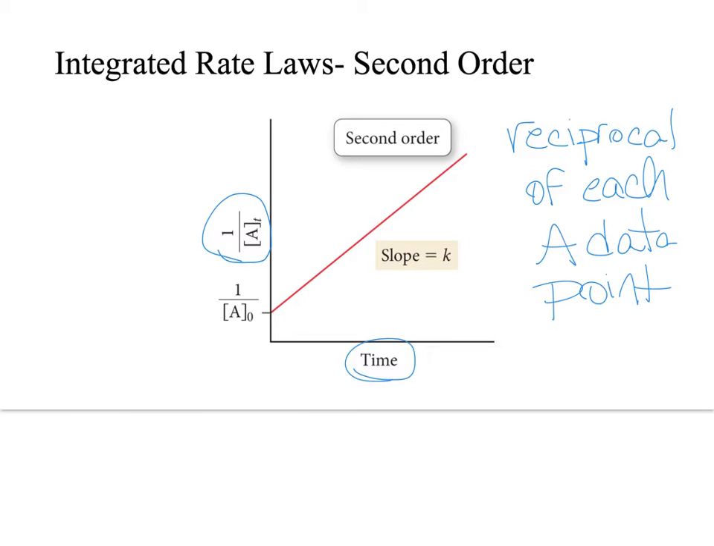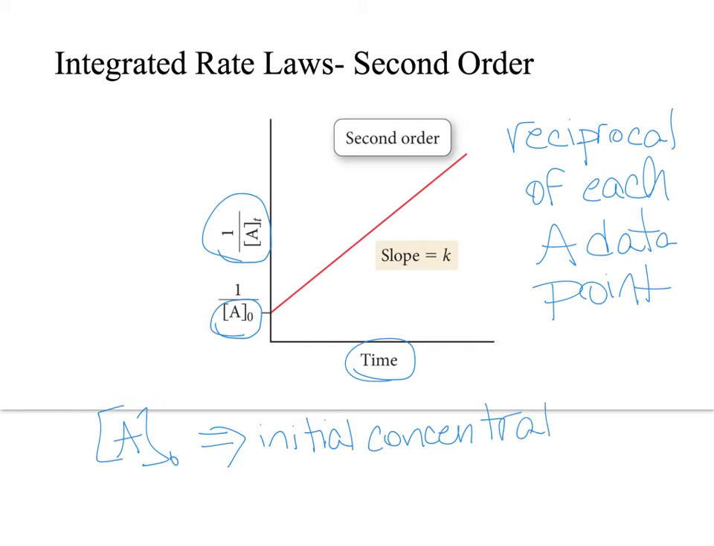We also see a new term here that we need to define. A sub 0 is initial concentration of A, or another way to say that, A at the beginning of the experiment when time is equal to 0. And so you see the little 0 there. That helps us remember that it's initial concentration.